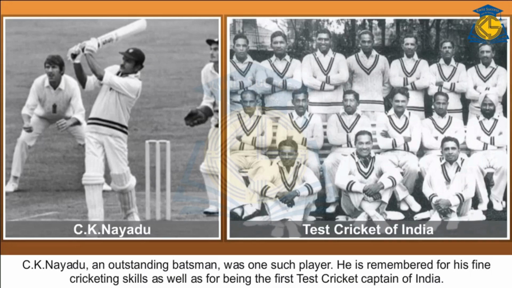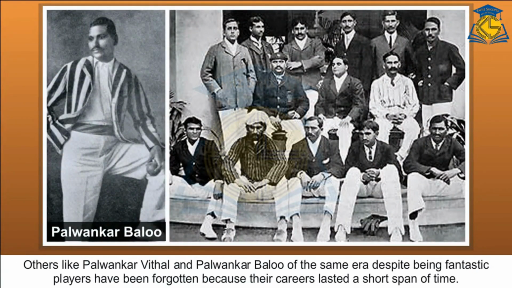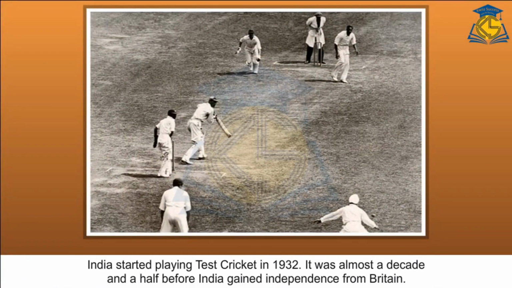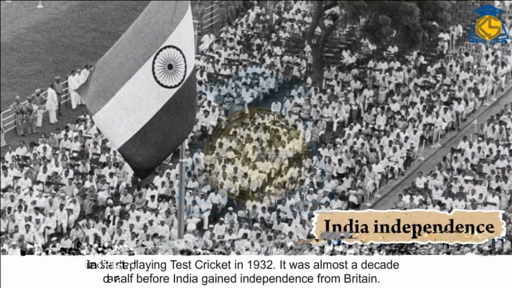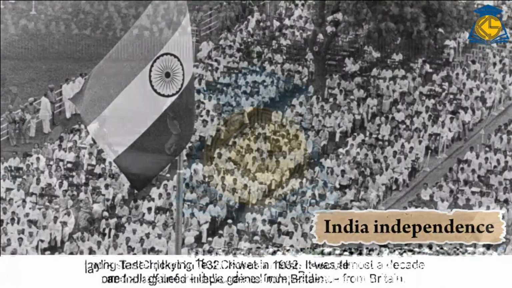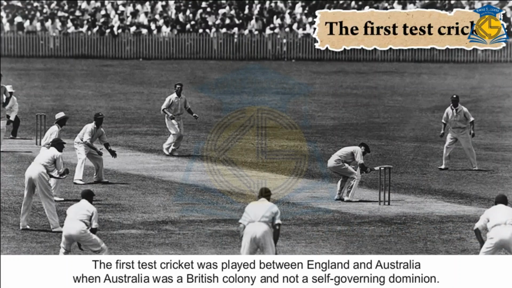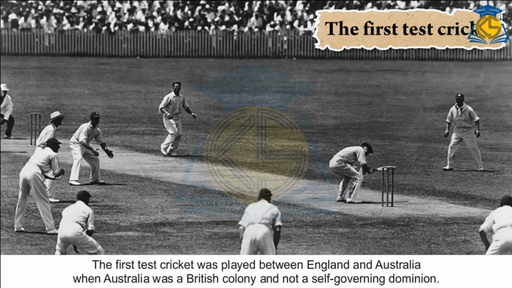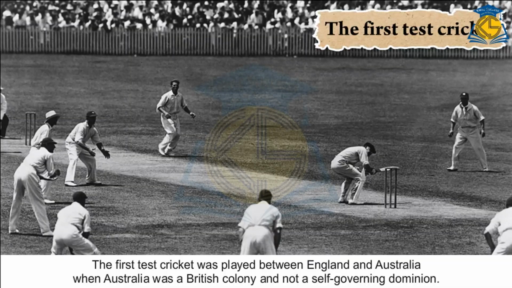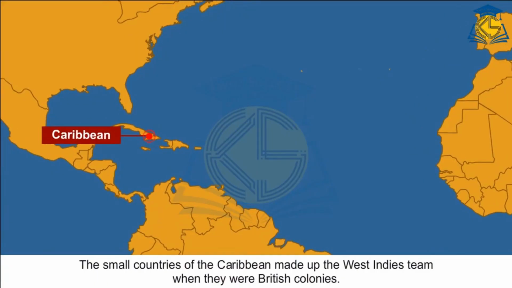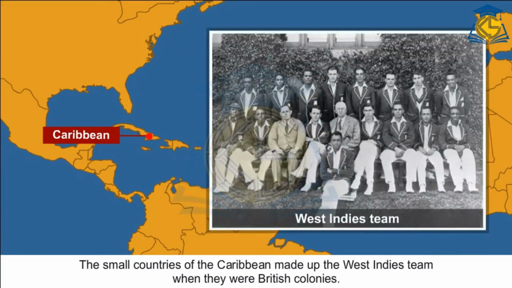Others like Palwankar Vithal and Palwankar Balu of the same era, despite being fantastic players, have been forgotten because their careers lasted a short span of time. India started playing Test cricket in 1932. It was almost a decade and a half before India gained independence from Britain. The first Test cricket was played between England and Australia when Australia was a British colony and not a self-governing dominion. The small countries of the Caribbean made up the West Indies team when they were British colonies.